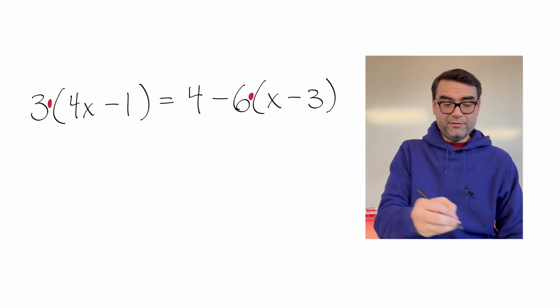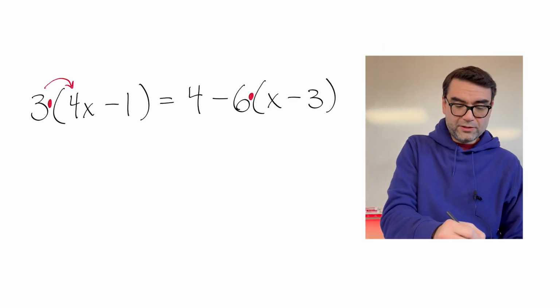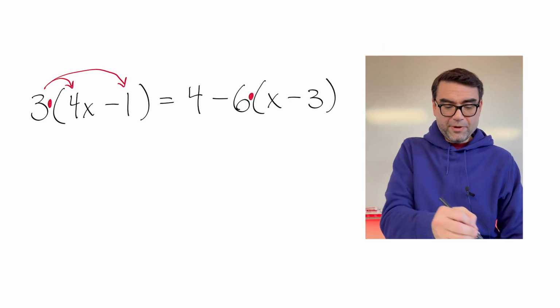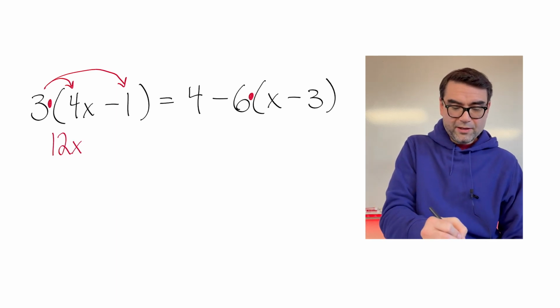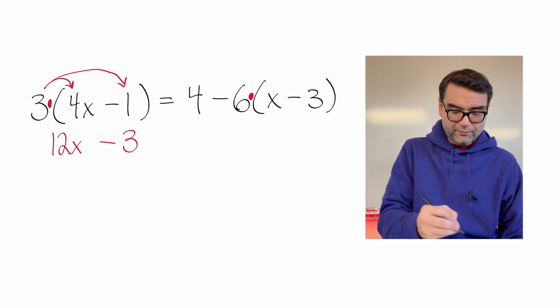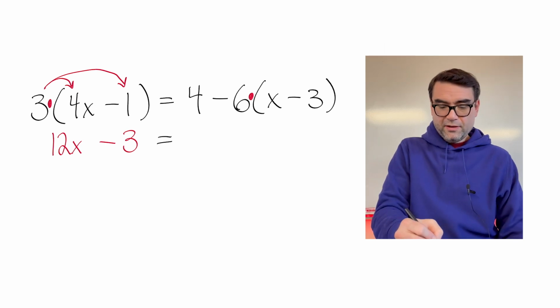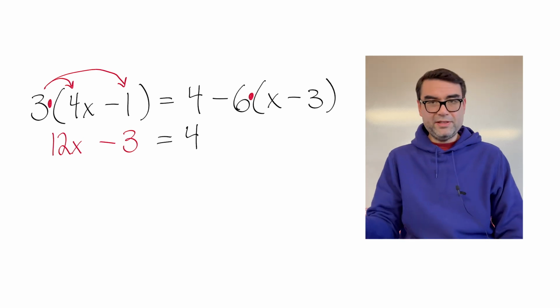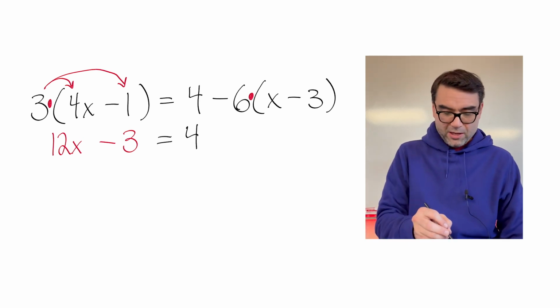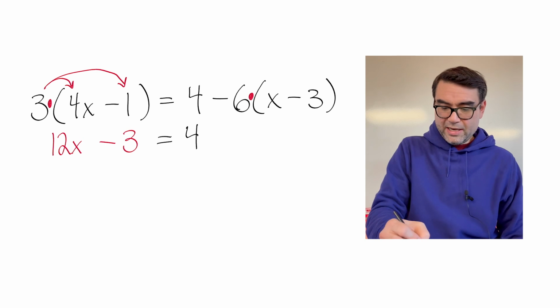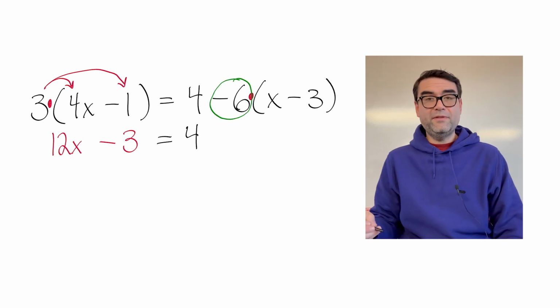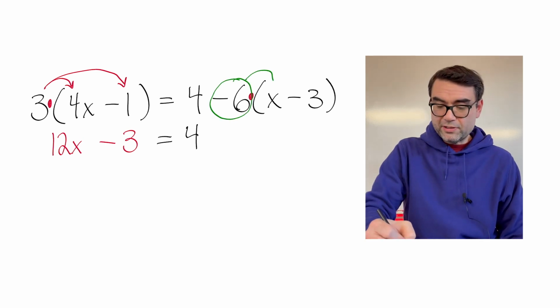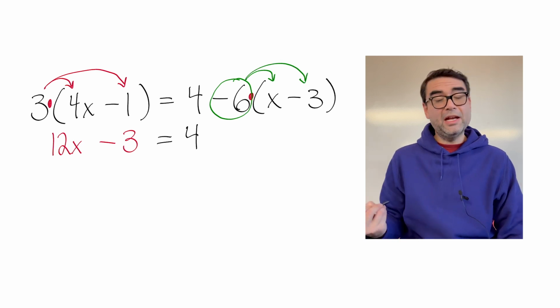So on the left side, let's go ahead and distribute the 3 to the 4x minus 1. And we would have 12x minus 3 equals. Now, you have to be careful here. The 4 is not part of this negative 6 operation that's about to happen. What's going to happen is this negative 6, that's the sign of this 6, is going to distribute into this quantity or this group, x minus 3.